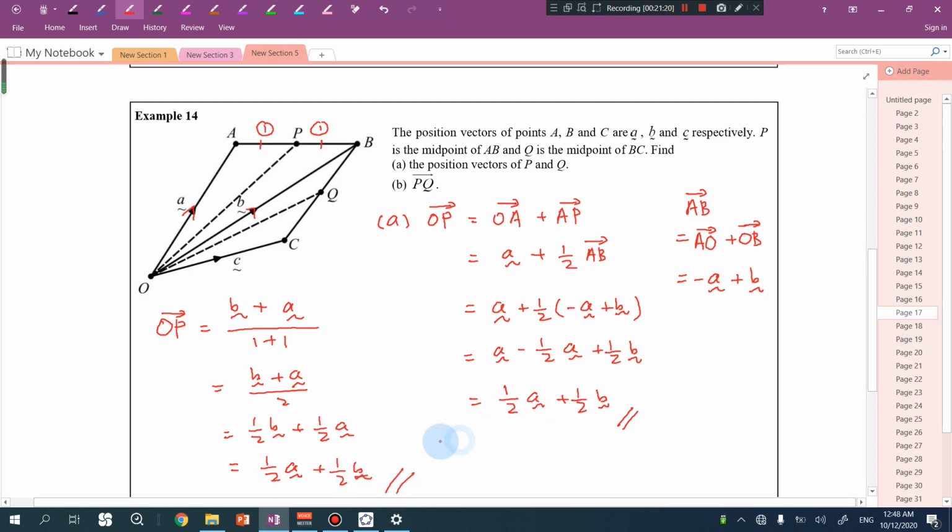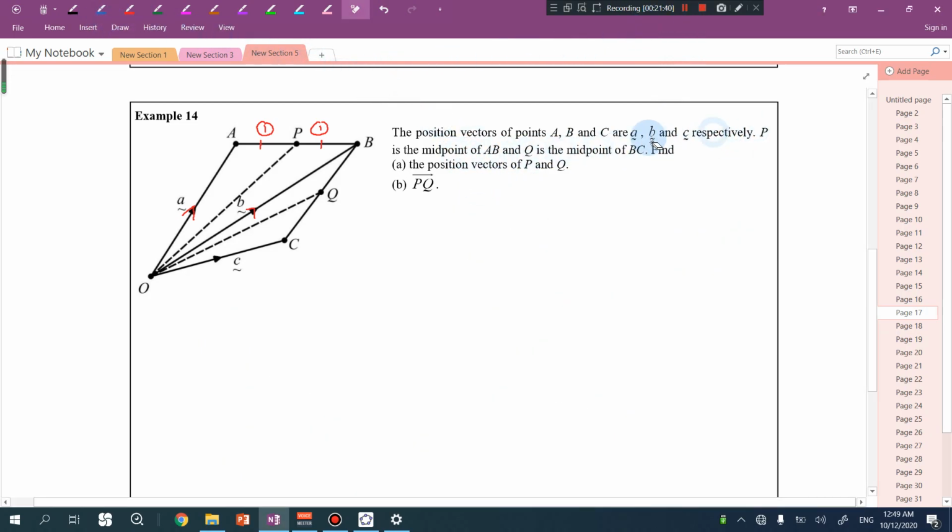Okay, exactly the same answer. And this is faster. But at the beginning, I will suggest you to use this method. Okay? Now, let's try Q. So you can pause the video, try to find the position vector for Q. See whether you can get it correctly or not.